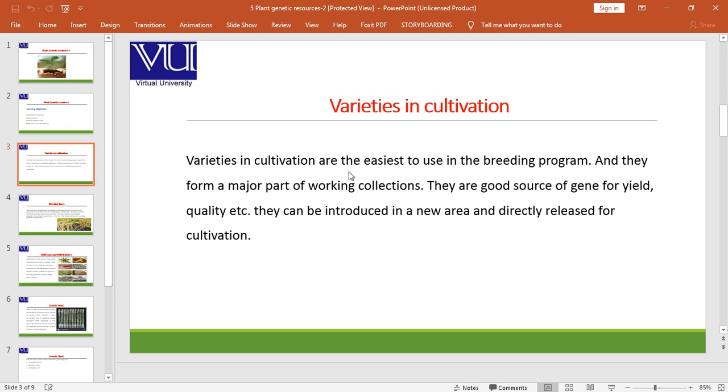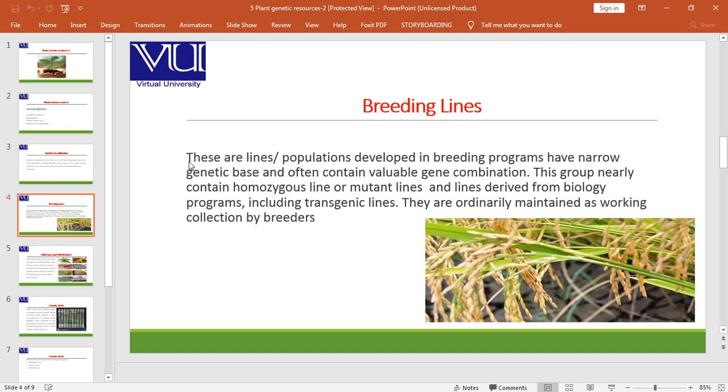Varieties in cultivation are the easiest to use in the breeding program and they form a major part of working collections. They are a good source of genes for yield, quality, etc. They can be introduced in a new area and directly released for cultivation.